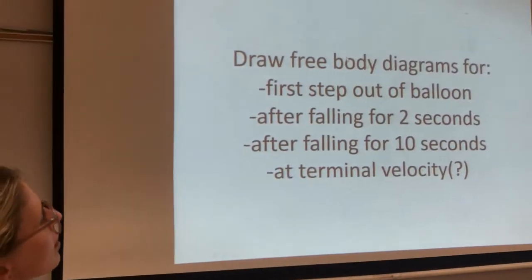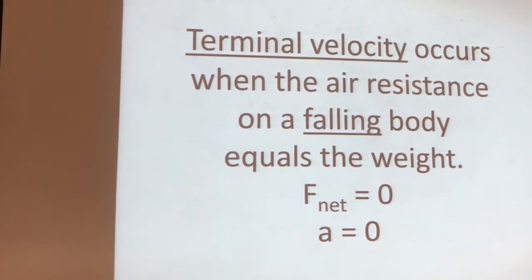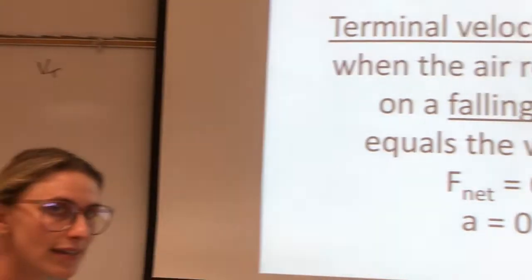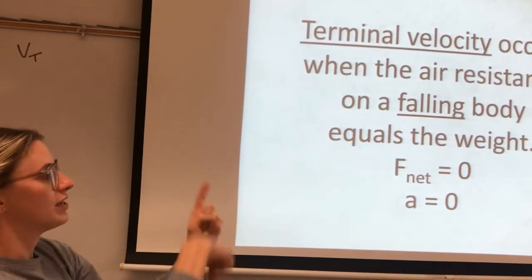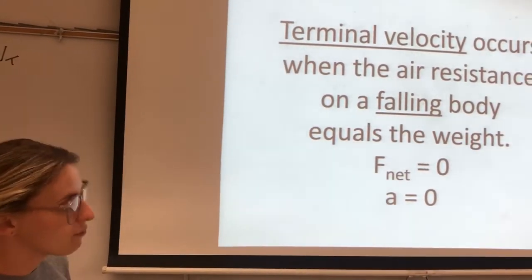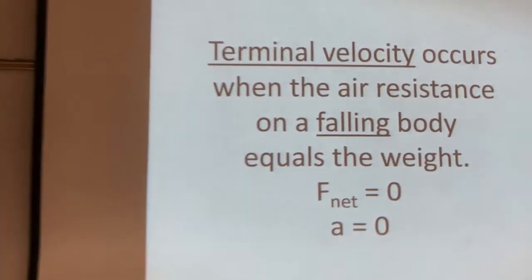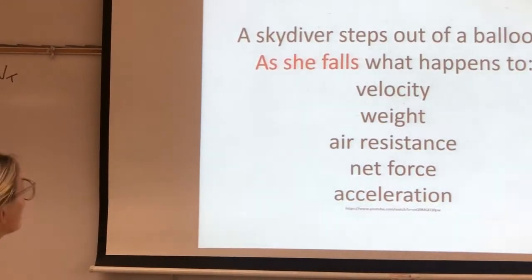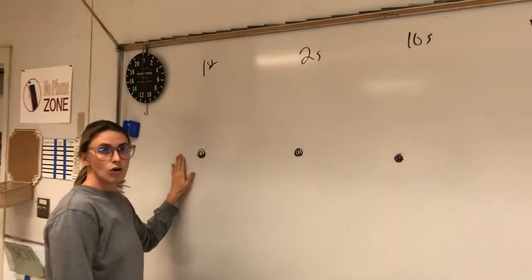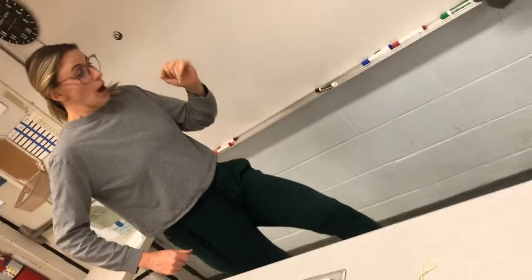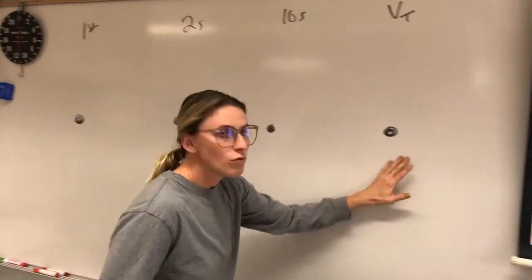Okay, don't forget, terminal velocity occurs when the air resistance on a falling body equals the weight. So when the air resistance up equals the weight of the person being pulled down, our net force will be equal to 0 during this time, and our acceleration will be equal to 0 during this time. Okay, so what happens to the velocity? In the very beginning, it'll be 0. We haven't fallen yet, we're just holding our breath before we go. And then the more and more we fall, the more and more our velocity increases.